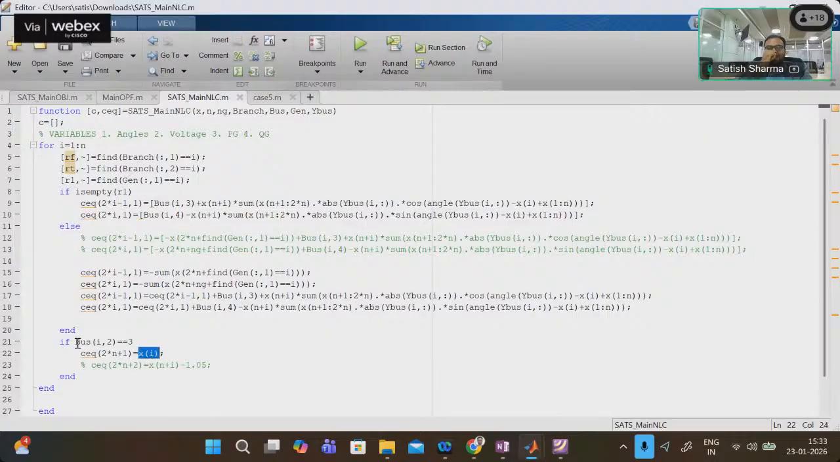So this is only the angle, which means angle equals 0. If you want to fix the voltage of the slack bus as well, you can use this particular equation which I have commented here. Let's say if I want to fix the voltage equal to 1.05, I can do so. Generally, we do not do it, so that's why I have commented it. Then we will solve it. This is how we can write down the nonlinear equation. If you have doubts, please ask me.